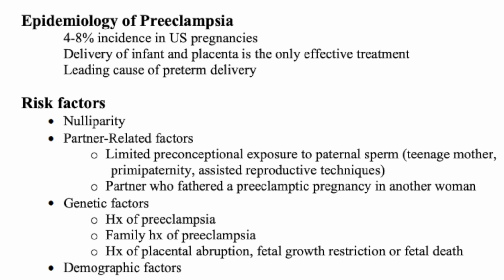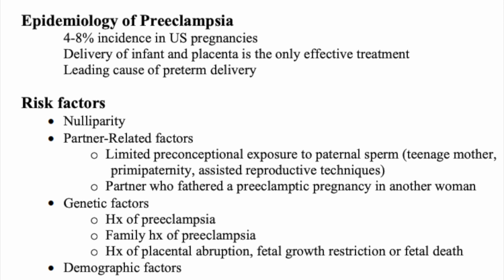The leading risk factor for preeclampsia is nulliparity. And then secondly, limited preconceptional exposure to paternal sperm is also a risk factor. So that's why it's commonly seen in teenage mothers or women who were conceived with donated sperm, or parous women who've conceived with a new partner, or women who've used barrier methods of contraception prior to conception.